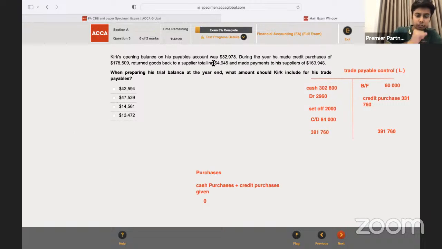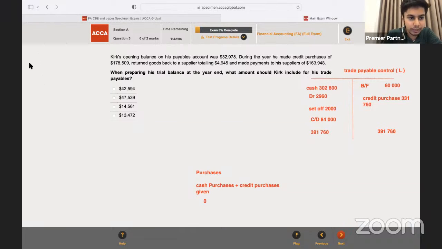Now, guys, over here also, they're asking you to do the exact same thing. Kirk's opening balance of trade payable control account. During the year, he made a credit purchase and return. So they are asking, when preparing his trial balance, what amount should Kirk include for trade payable?